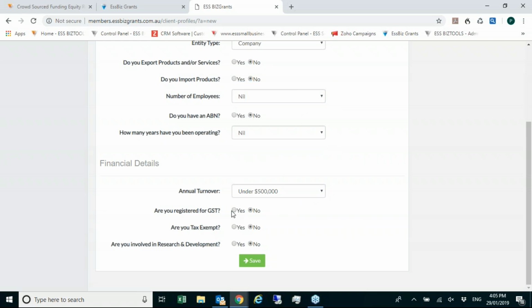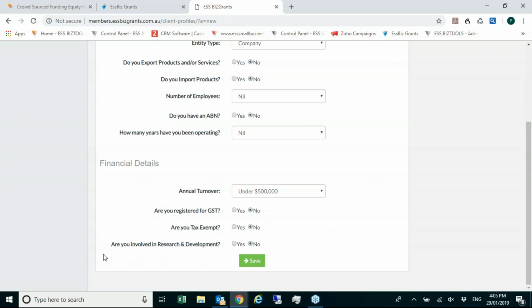They need to be registered for GST, otherwise they won't get a grant. Tax exempt: 99% of the grants in our system do not apply if you are tax exempt, but there's a couple of state-type grants around Australia that are now allowing tax-exempt businesses. I don't know why, but they are.